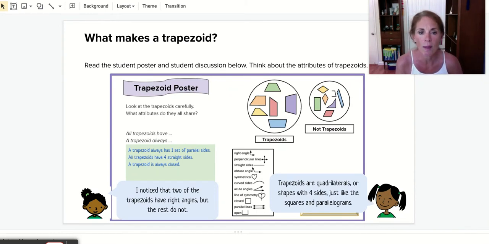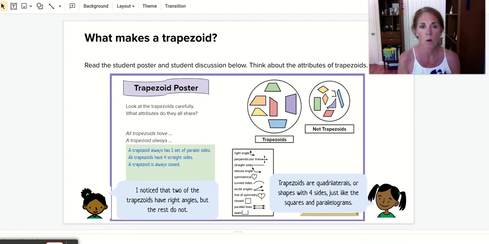What do they all have in common? Well, yeah, they have one set of parallel lines. They don't necessarily have to have a right angle. They have to have straight sides. It's always closed. It is a quadrilateral because it has four sides.